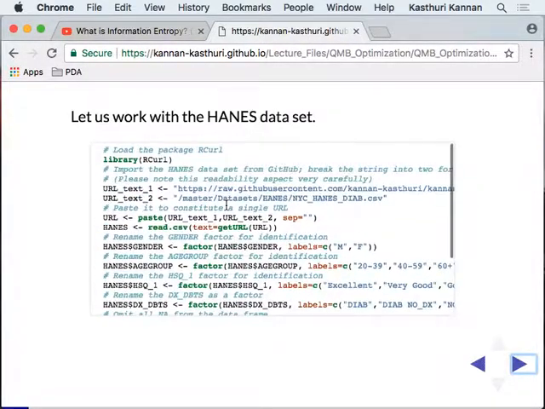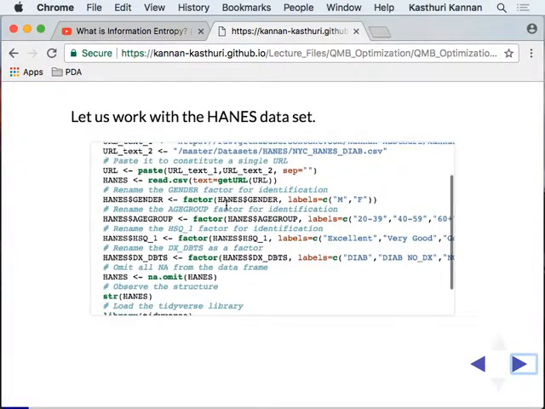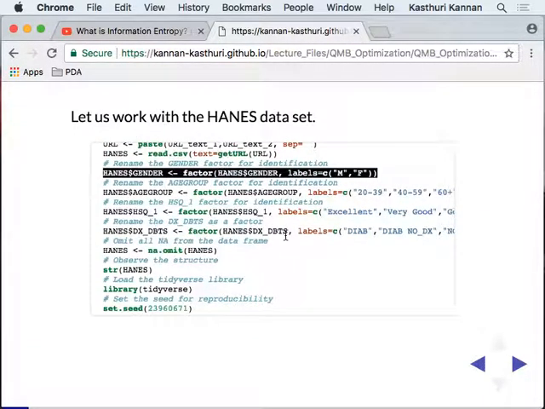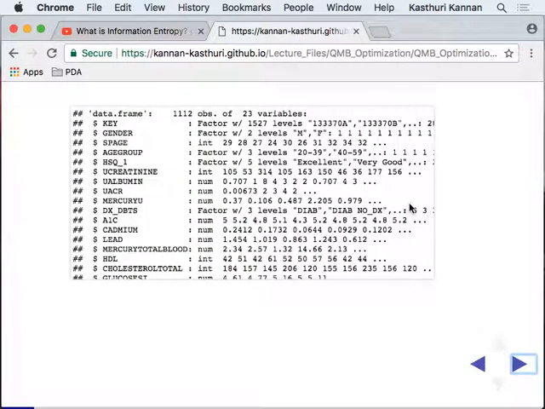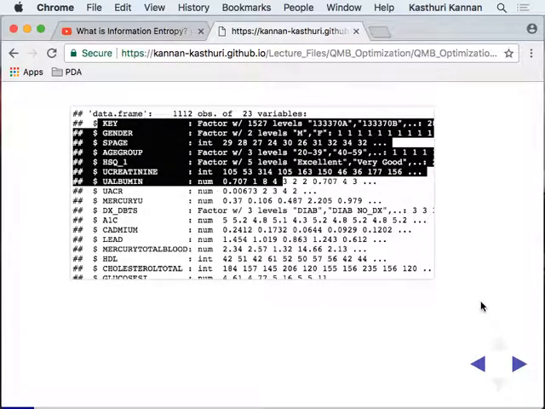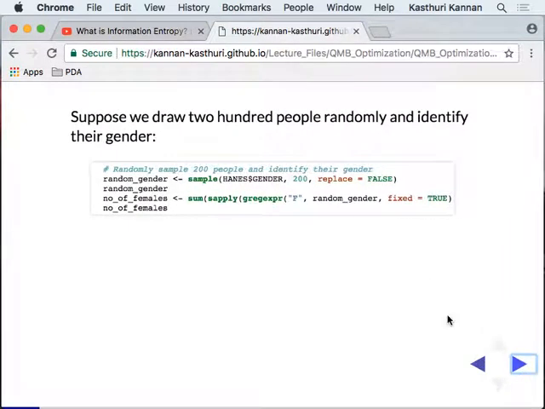So basically what I'm trying to do is import the data set, and I'm changing some of them to factors, which were imported as numerical variables, and then checking the data set here. So, good data set. It's all factors, and everything looks fine. For instance, let's look at the gender variable, right? I can randomly sample 200 people and identify their gender. So that's what I'm doing here.